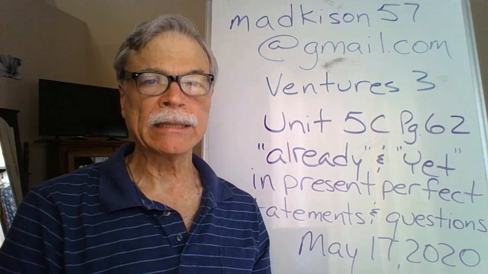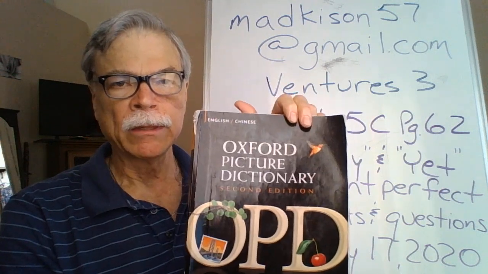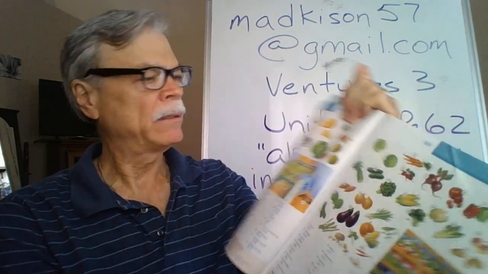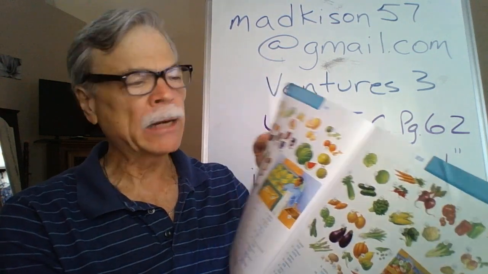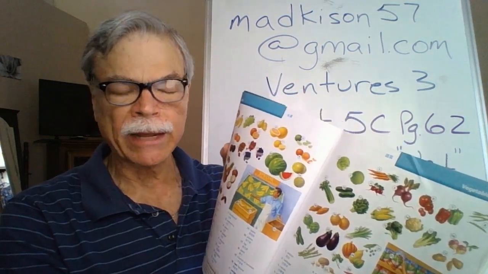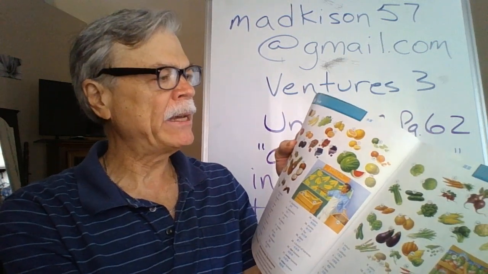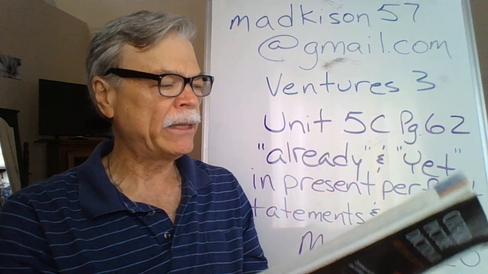I'm going to start today's lesson with the Oxford Picture Dictionary. We're going to start with pronunciation on page 68, and we're going to learn how to pronounce the different fruits and vegetables. So please turn to page 68 and follow along and repeat after me as I read the words.